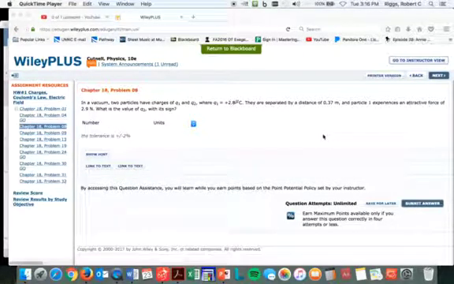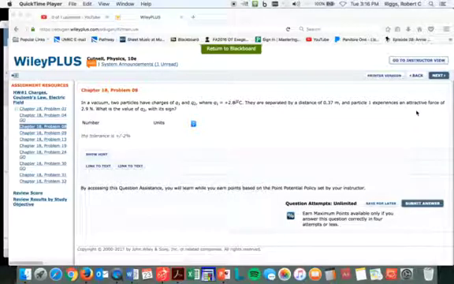Okay, here we are on track 10. All right, so in a particle, two charges, this is a positive, and they're separated. Q1 has a charge of 2.1 times 10 to the 6 microcoulombs. They are separated by a distance of 0.37 meters. And particle 1 experiences an attractive force of 2.9 newtons. What's the value of Q2?